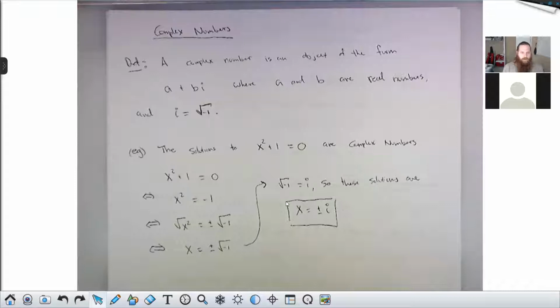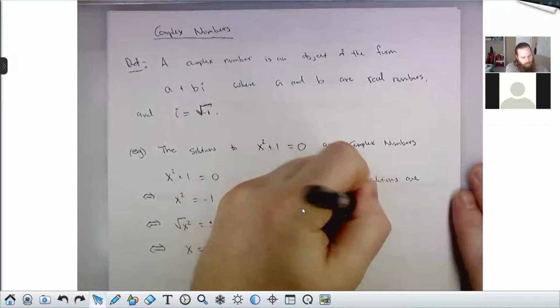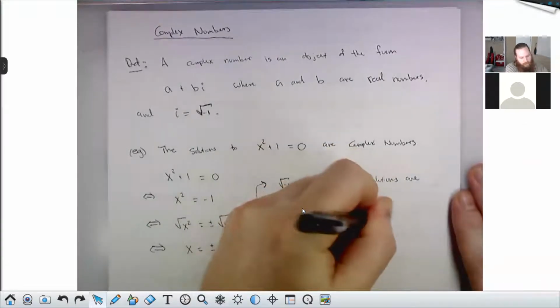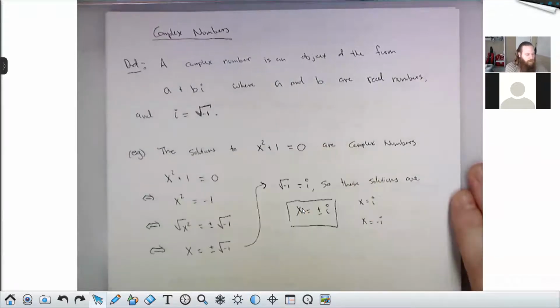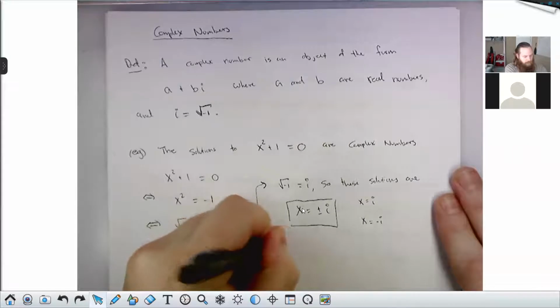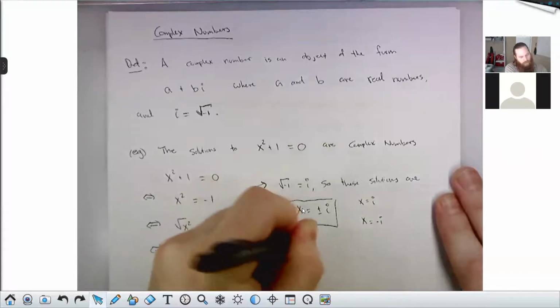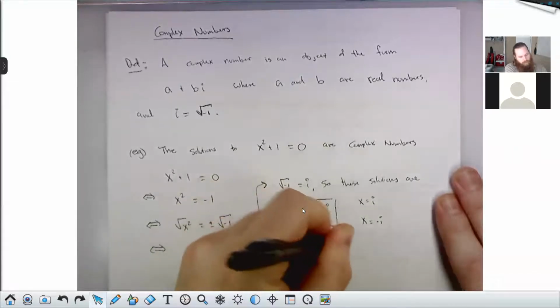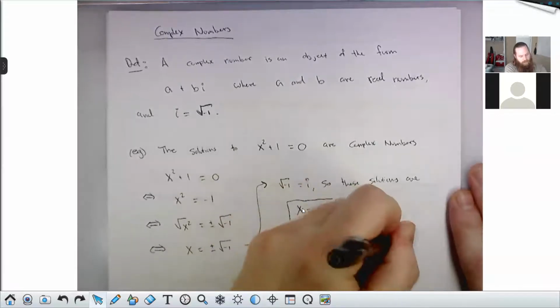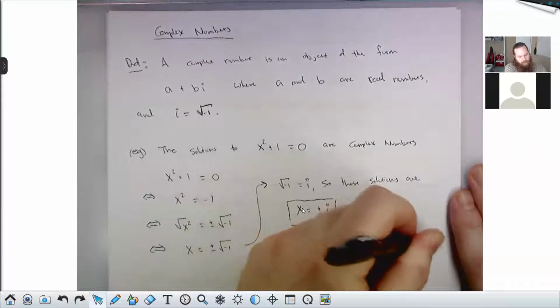Just to be clear what I mean when I say that x equals plus and minus i are the solutions here, the two solutions are x equals i and x equals -i. And you can check that these solve that equation. I'll just check that x equals i solves x squared plus 1 equals 0.